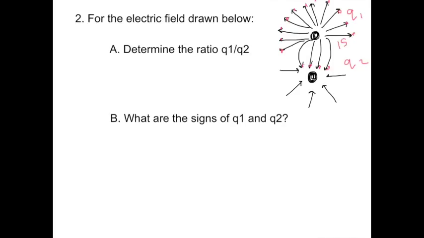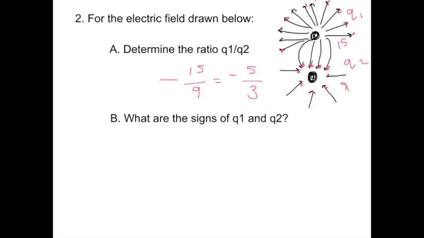In Q2, we have 1, 2, 3, 4, 5, 6, 7, 8, 9 arrows. And we know because the arrows are pointing away from Q1 and towards Q2 that these two will have opposite signs, which makes the ratio negative. We'll call it negative 15 over 9, which will equal negative 5/3.